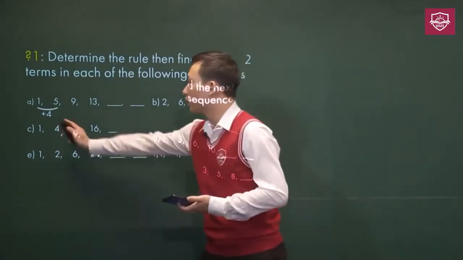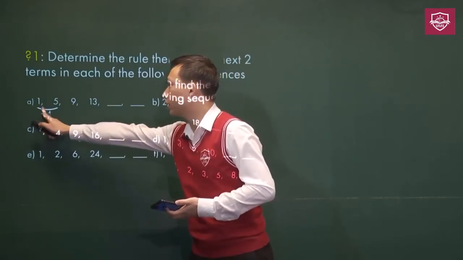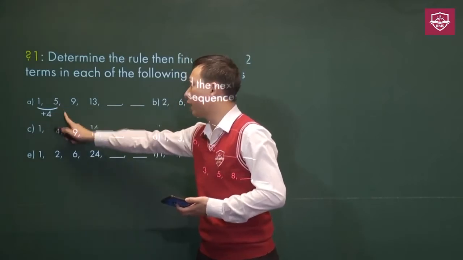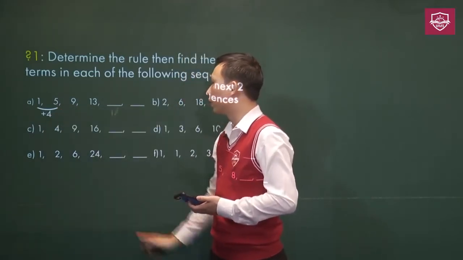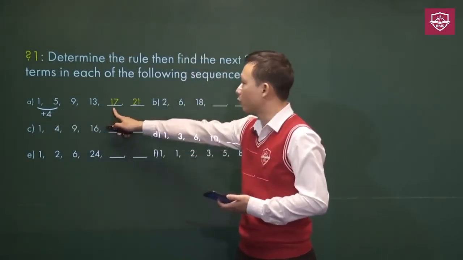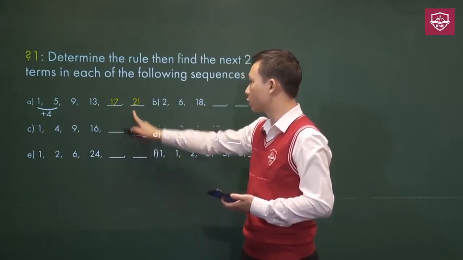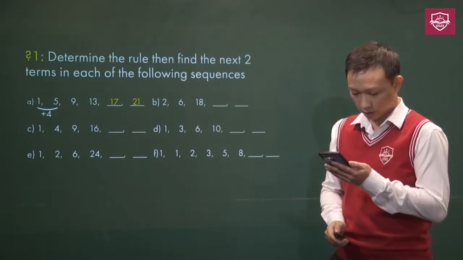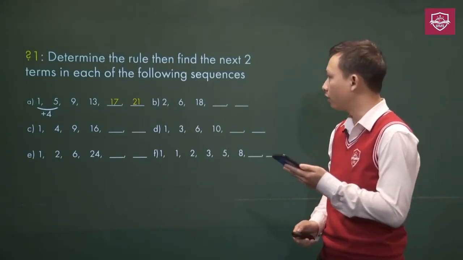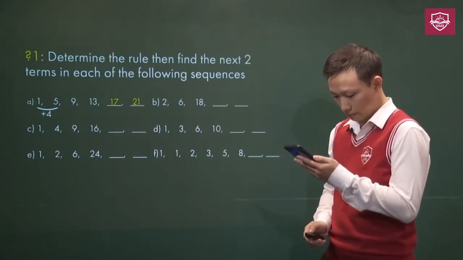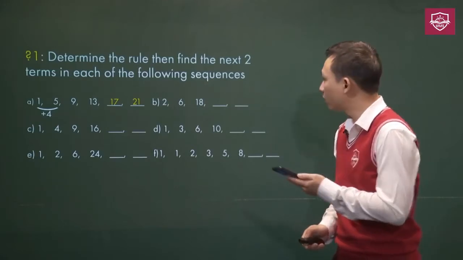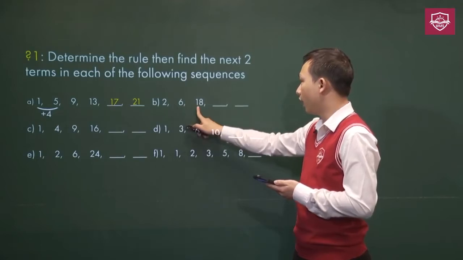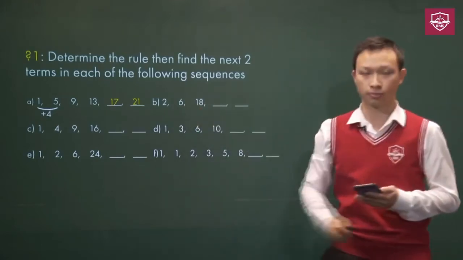The rule here is we add 4 units to each term to get the next term. 1 plus 4 is 5, 5 plus 4 is 9, and so on. We have 13 plus 4 is 17, and 17 plus 4 is 21. How about item B? Yeah, a lot of you have answered question A very precisely. How about question B? We have 2, 6, 18. What are the next 2 terms?